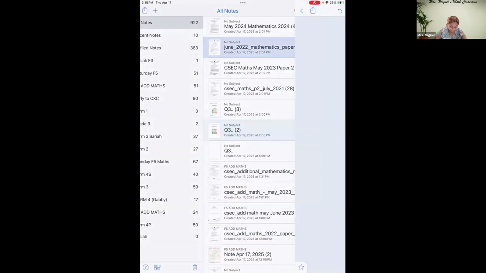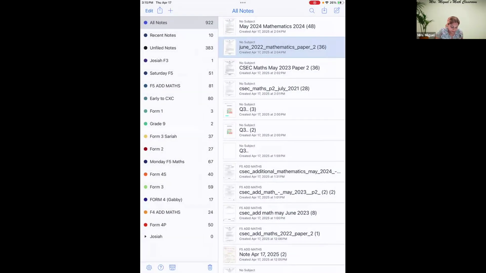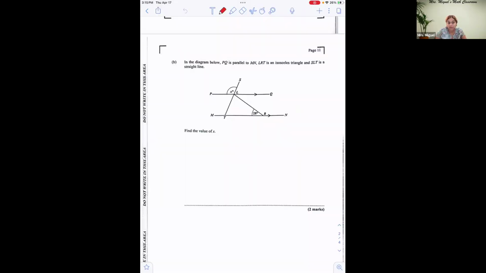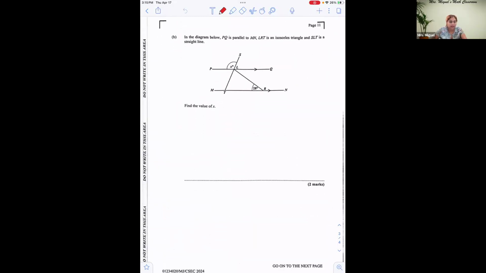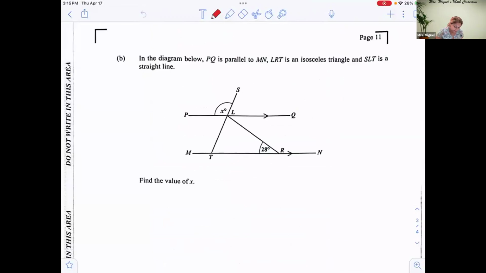Now, question 3 deals with angle properties, so we will do them by topic. This is the May-June 2024 paper. And whatever marks we pick up in between, it will go a long way towards our final grade. Remember, we are trying our best to do as many topics so that you all could get a better understanding of the past papers. We want to find the value of x.